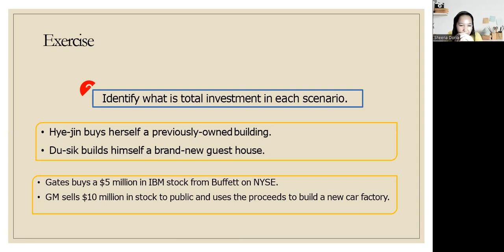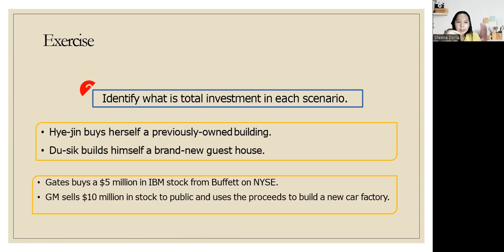Okay. Gates buys 5 million in IBM stock from Buffett. Okay, Buffett. Siyempre, alam Buffett. On NYSE, GM sells 10 million in stock to public and uses the proceeds to build a new car factory. Okay. So, basically, identify natin yung total investment dyan kapag meron tayong amount din na ini-estate. Okay. Since wala naman, ayan, makikita na lang natin dito yung mga examples in the next slides.